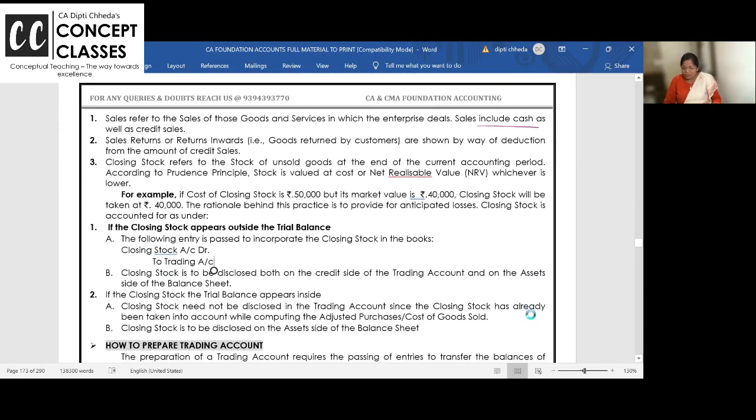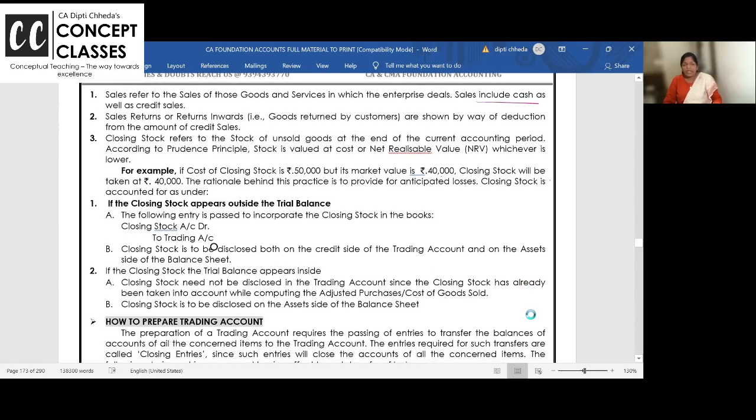Closing stock is always taken at NRV or cost, whichever is lower. Now, if the closing stock is 50,000, but its market value is 40,000, closing stock will be taken at 40,000. Yes. Now, journal entry for recording the closing stock. Many times only this is asked in exam for 2-3 marks. Star mark karo isko, very important.